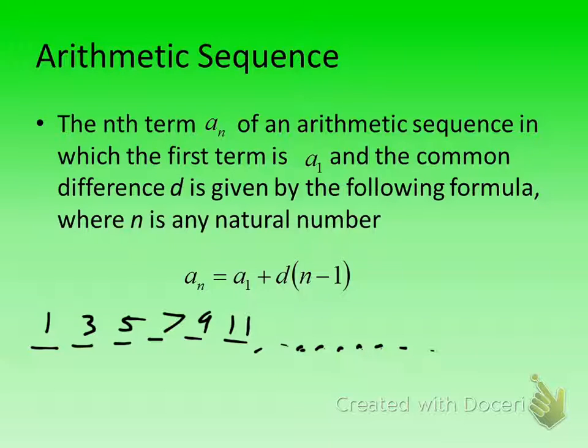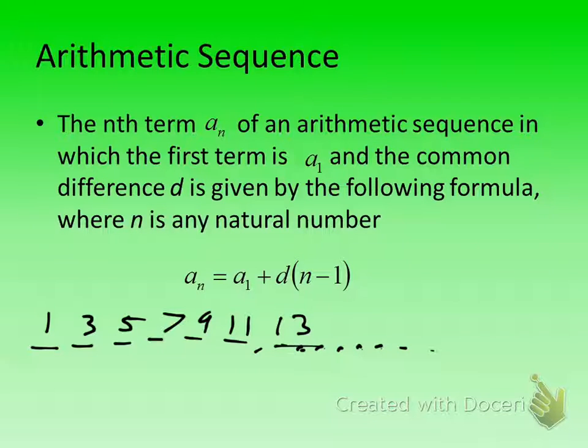I don't get it. Yes, you do. 7 is the 4th term. So N here would be 4. If I said what's a sub 4, you would say 7, right? But if I said what's the 7th term, there's a difference. 7 is the 4th term. Is d 4? No, d is 2. d is the difference. Here, let's go one more: 11, 13.